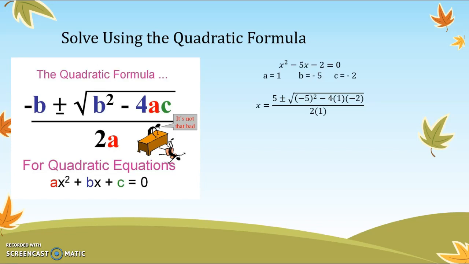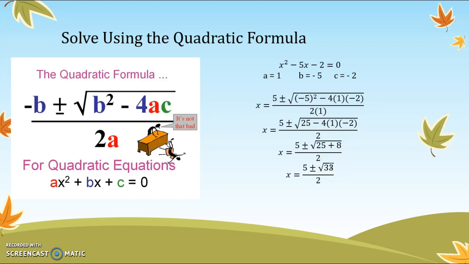So we're going to start inside the radical there to start simplifying. So I left everything the same. I'm going to start with the exponent. So negative 5 squared is 25 here. Then we'll move to the multiplication. I also took 2 times 1 and got 2 in the denominator. Then I will take negative 4 times 1 times negative 2, which turns into positive 8. Then we'll add inside the radical, so 25 plus 8 gives me 33.